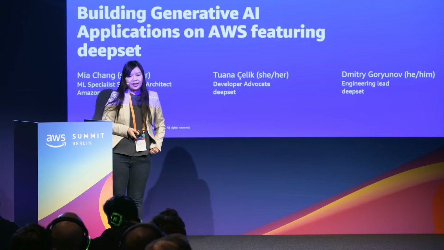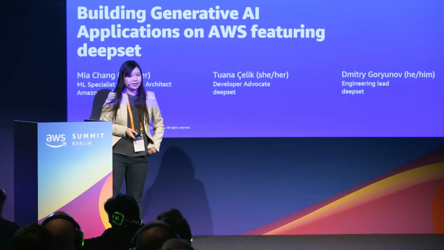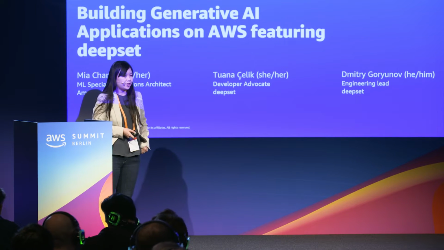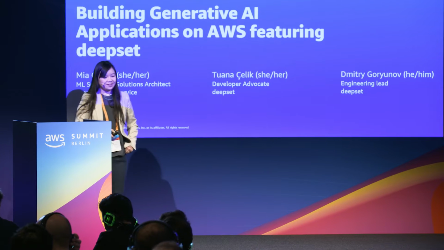Myself, I'm Mia Chan. I work as a machine learning specialist solutions architect at AWS. I help customers onboard their machine learning journey on AWS.